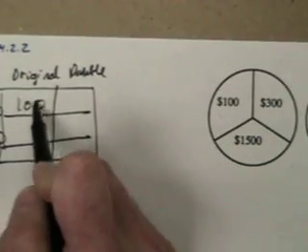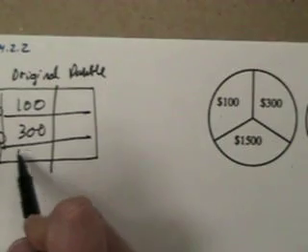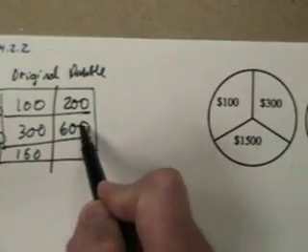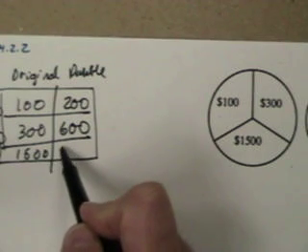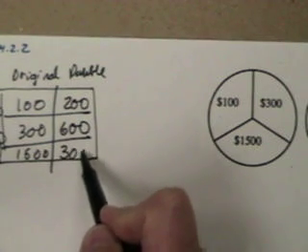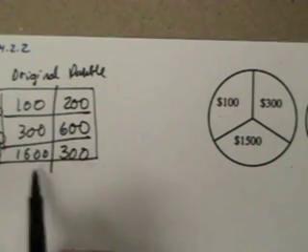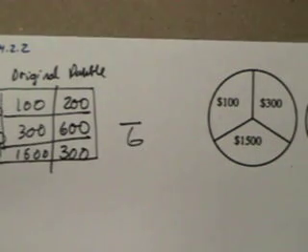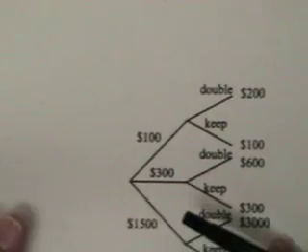So I could have 100 on the original, 300, or 150. And if I doubled it, I'd have 200, 600, and 3,000, I believe, is the right number. So inside the table is my values, and so I know it's out of 6. They asked us some questions. We can also do it as a tree diagram.